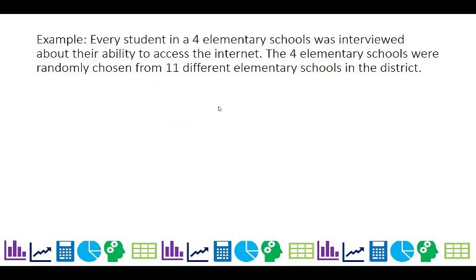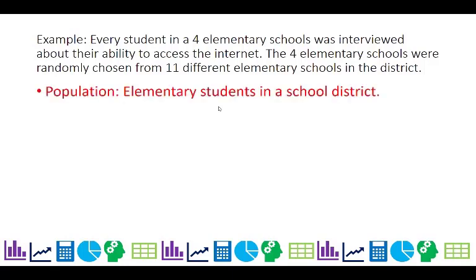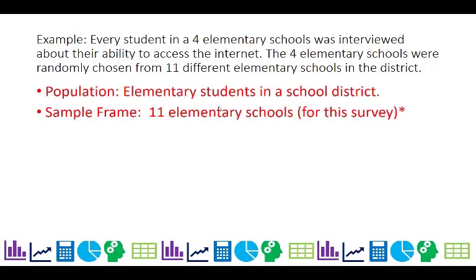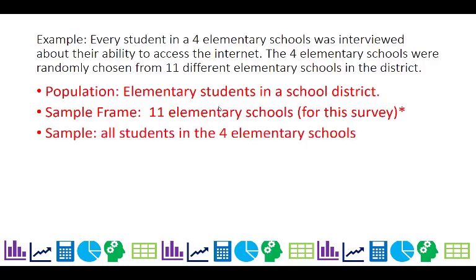Okay, in this example, every student in 4 elementary schools is interviewed about their ability to access the internet. They chose the elementary schools at random from 11 different elementary schools in the district. So the population are elementary students in a school district. Sample frame, every school had a shot. So for this survey, it's the 11 elementary schools.